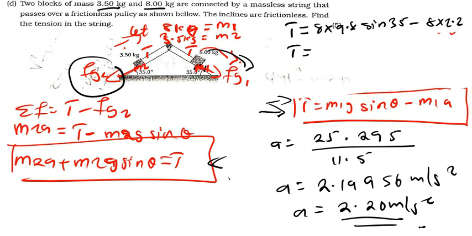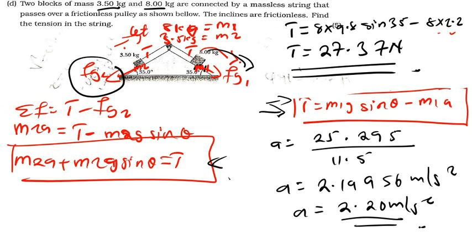44.9683926. So just do direct minus, then open the brackets, then you say now 8 times 2.20, then close the brackets. So I'm getting my tension to be 27.368. If I round it off, it's 27 newtons. So this is the tension force.